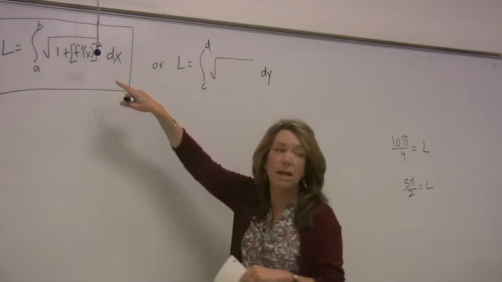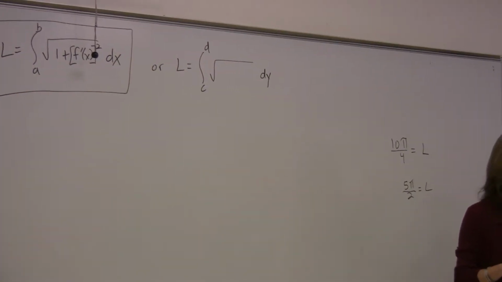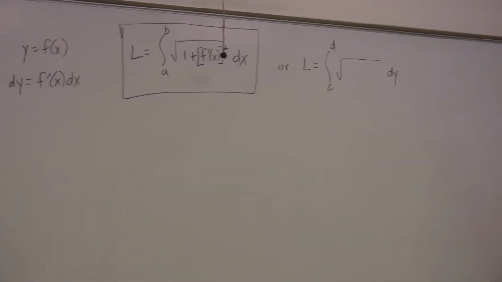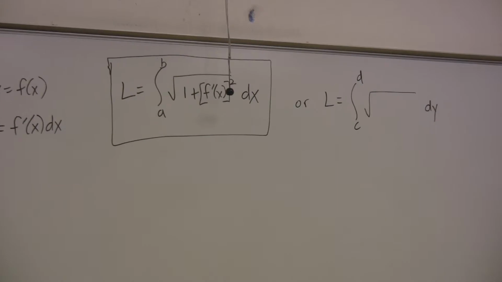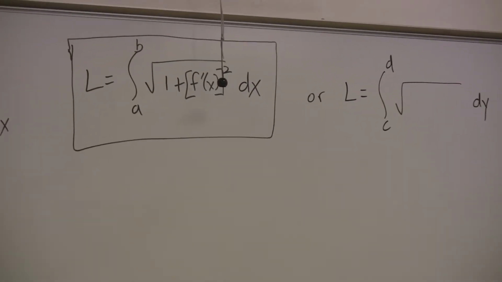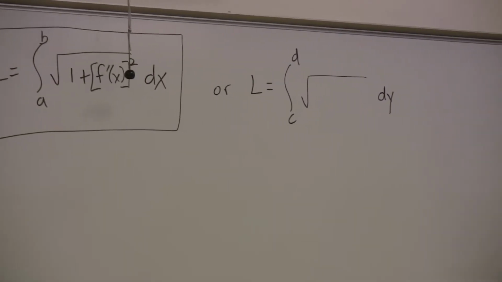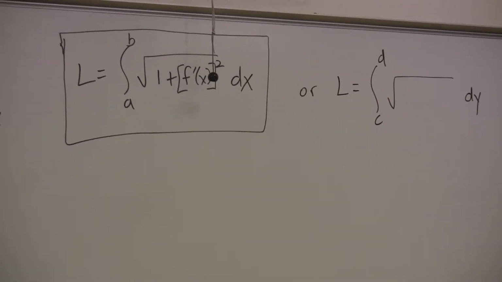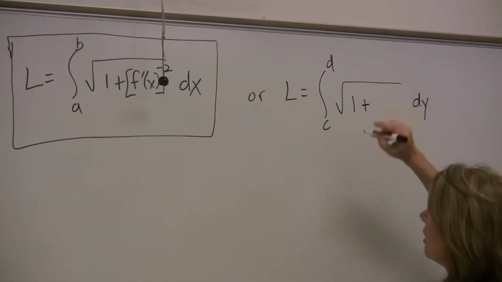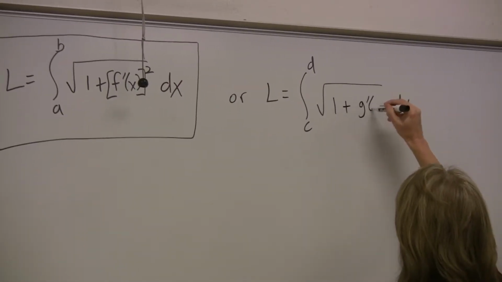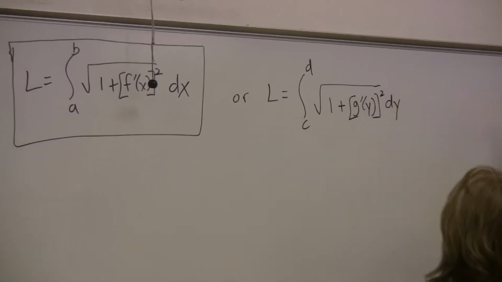What do you think happens inside there? What do you think changes if I'm changing x's to y's? What did you say, Joseph? Oh, I see now. Okay, that's good. What do you think changes? Anything? F of y? Except I'm not going to use f, and I'll show you why in a second. It's actually g prime of y squared. Let me show you what I mean.